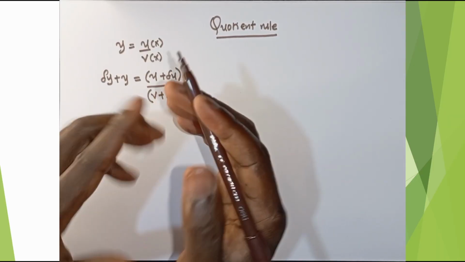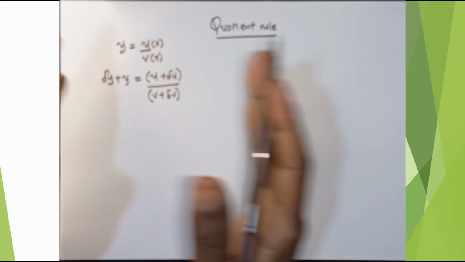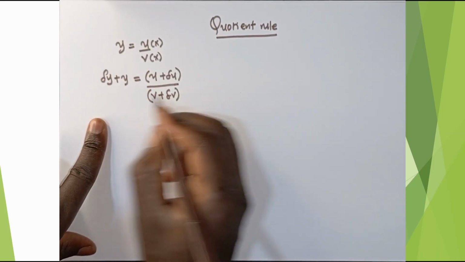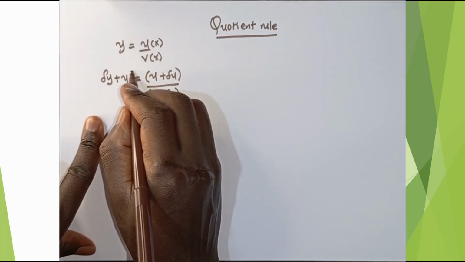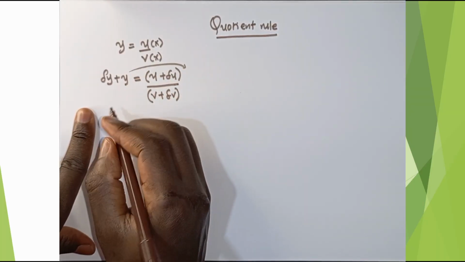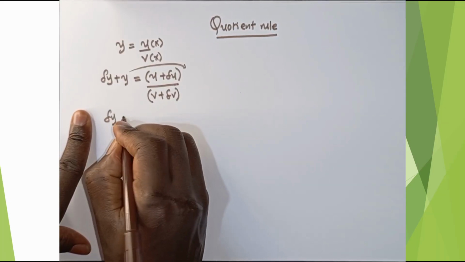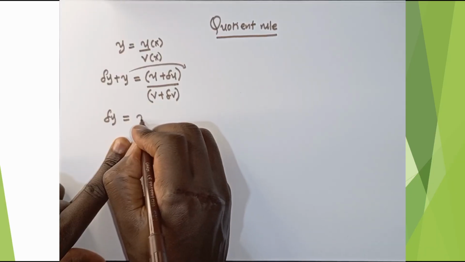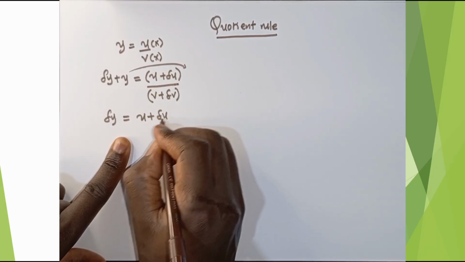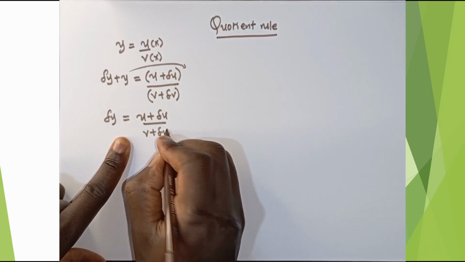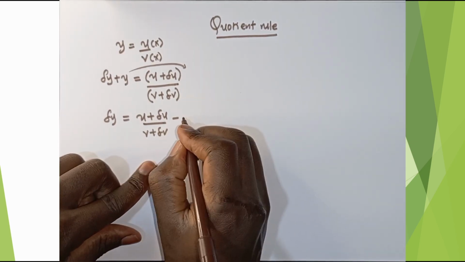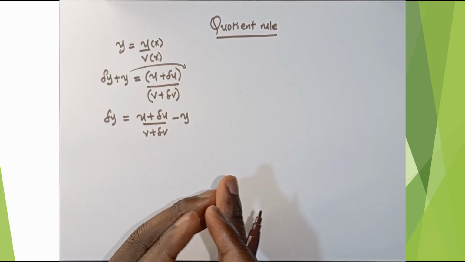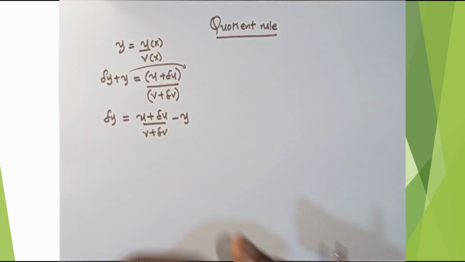Differentiation simply means changes in the variables, that small change in the variables. Now, if we go further, I can take this the other side. We want to know how it came about. So we have change in y is equal to u plus change in u out of v plus change in v. I want you to stick with me and understand well what the quotient rule is, and then the examples that we are going to do.